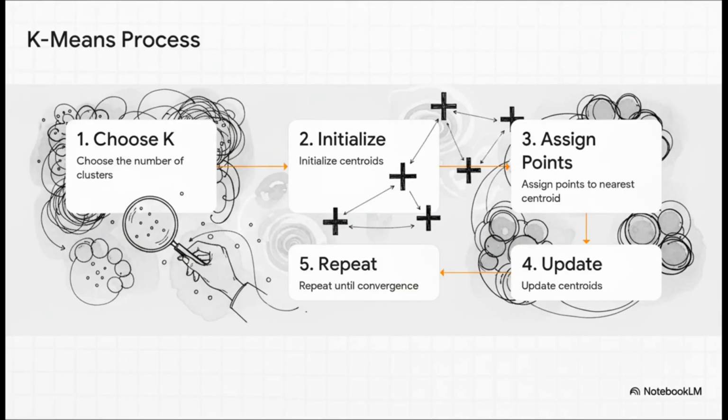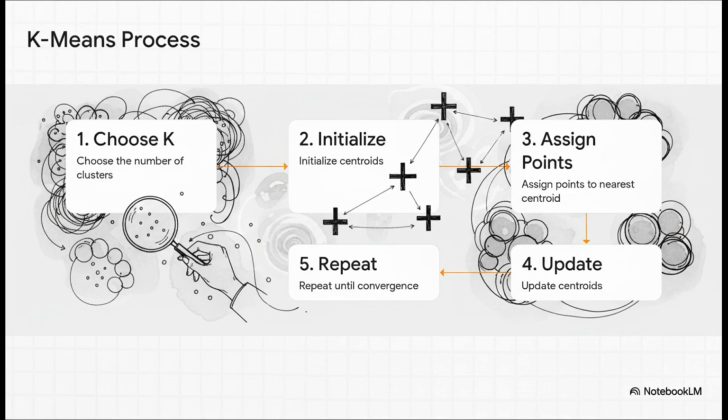It all starts with step 1. You, the chief investigator, have to decide how many groups, or K, you're looking for. Then, in step 2, it randomly drops some starting points, called centroids. Think of these as the first headquarters for each group. And then it just loops.